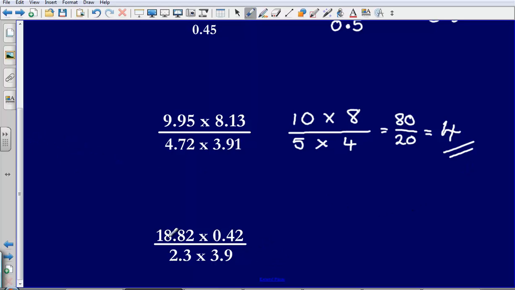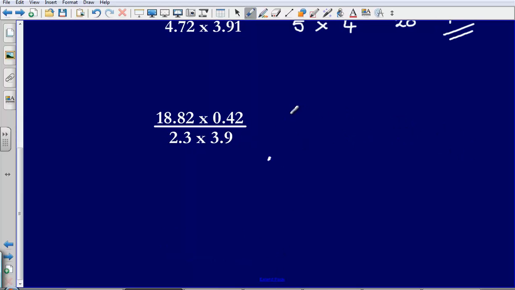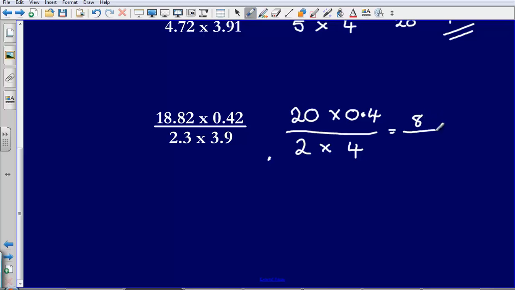Okay, last one, 18.82 times 0.42. So we're going to write that as 20 to one significant figure times 0.4 divided by 2 multiplied by 4. So 20 multiplied by 0.4, that's going to give me 8. Then 2 multiplied by 4, that's just going to give me 8 as well. So 8 divided by 8 is going to give me an answer of 1.